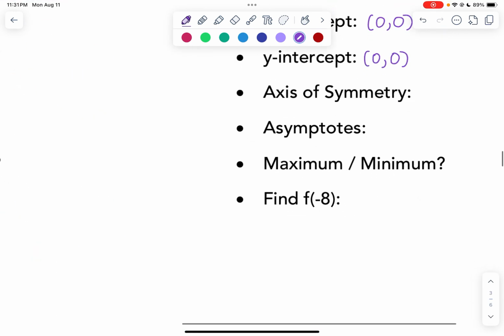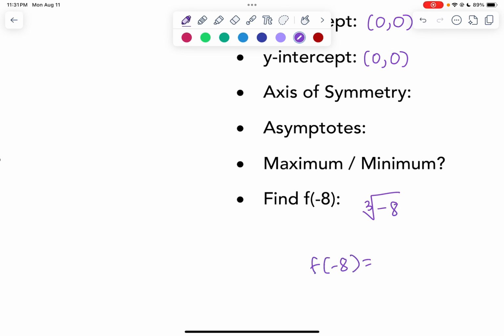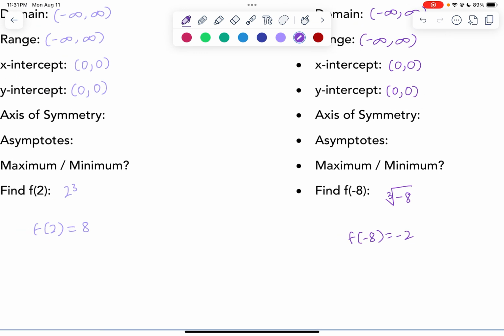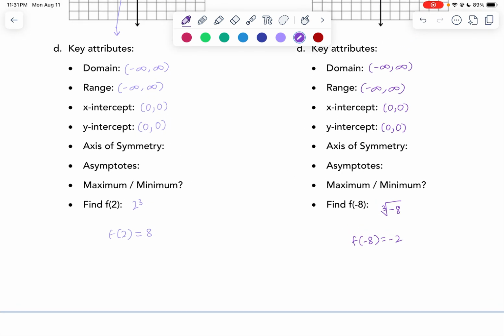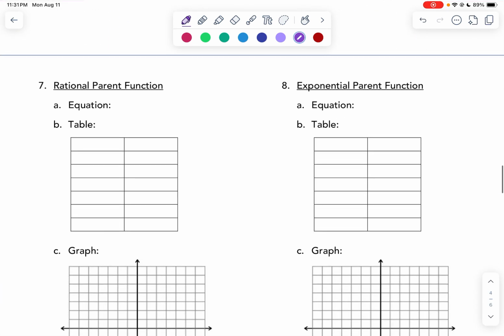And then if I asked you what's f of negative 8, well, what is the cubic root of negative 8? That's just negative 2. So hopefully you're getting a little bit more comfortable with this function notation. Now, you might have seen some of these functions before, but what we're going to get into are probably a little bit new for some of you. And these are key functions that we're really going to dive into in Algebra 2 this year.